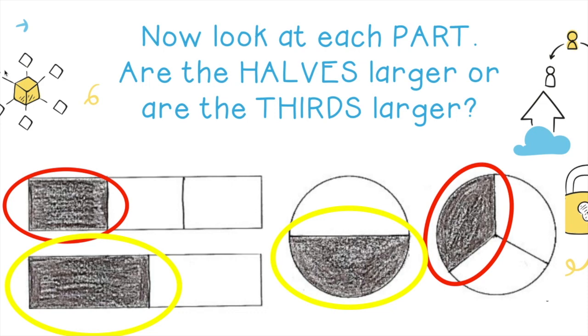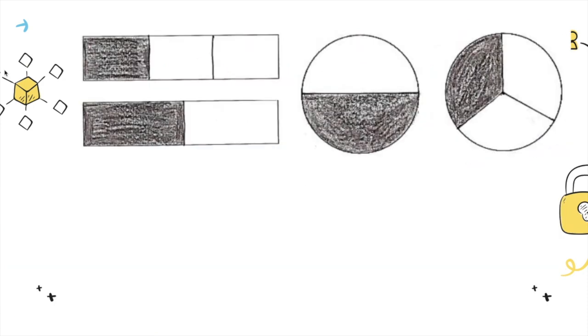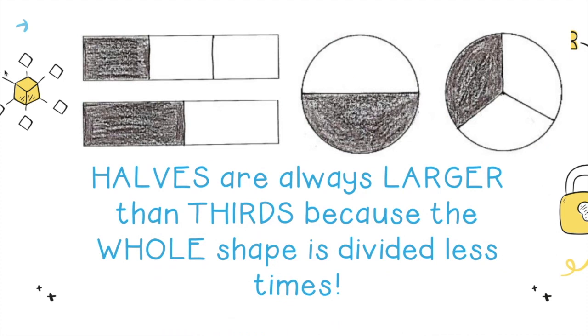So the halves is larger, okay? And let's talk about why. Halves are always larger than thirds because the whole shape is divided fewer times. So let's take a look at the rectangle, okay?